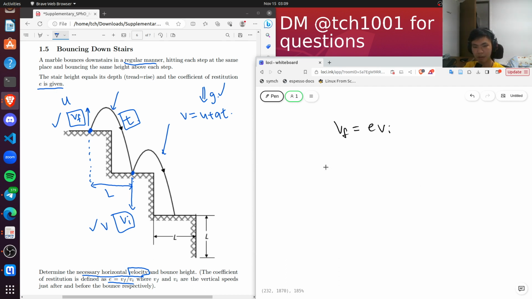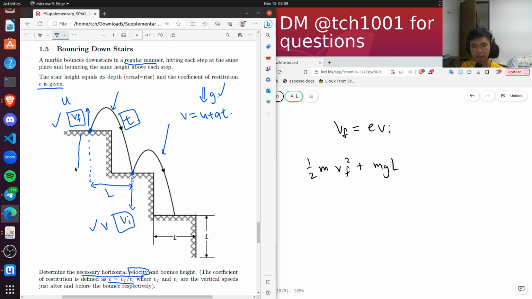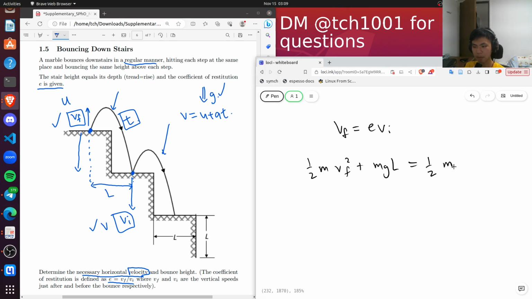For the other one we can use conservation of energy, namely half m Vf squared plus mgL equals half m Vi squared. The height of the stairs is L, so as it falls down it loses some GPE, and that GPE is converted to kinetic energy. This will give you Vf squared plus 2gL equals Vi squared. Alternatively, this is using V squared equals U squared plus 2as, the kinematics equation.